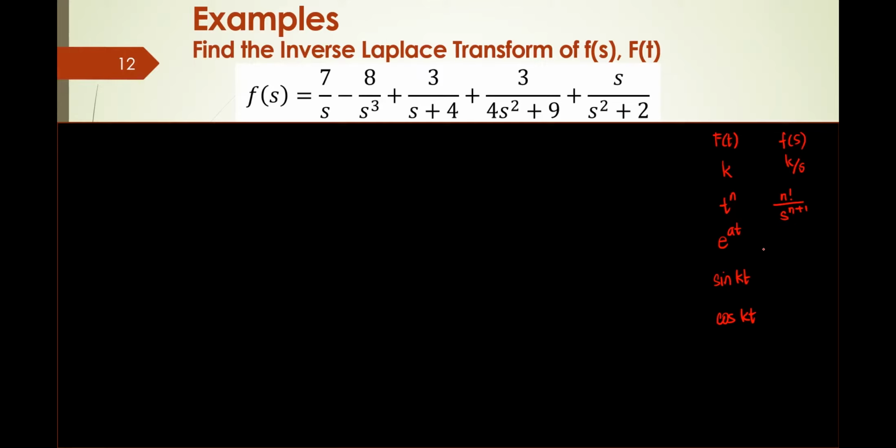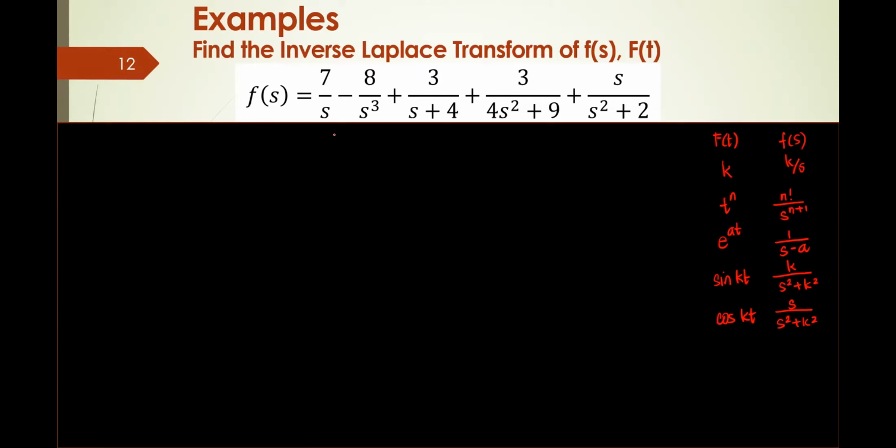What about e to the at? 1 all over s minus a. What about for sine of kt? k over s squared plus k squared. What about for cosine of kt? s over s squared plus k squared. So these are some guides.